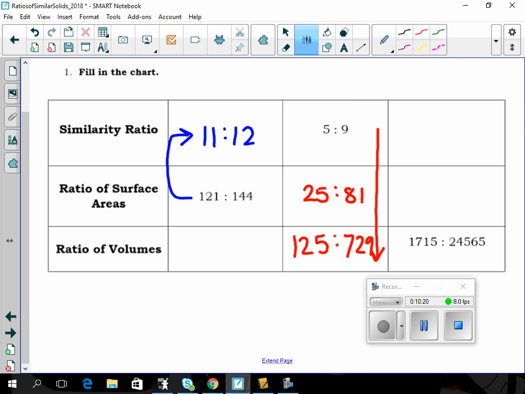Now we still need to fill out the rest of my chart. So I need to go to my volumes now. How do I get the volume ratio? What am I cubing? The 11 and the 12. Good. So what is 11 to the third power? 1,331. And then what is 12 to the third power? 1,728. Thank you. I don't have that memorized. Good job. Any questions so far? Up the ladder, down the slide.